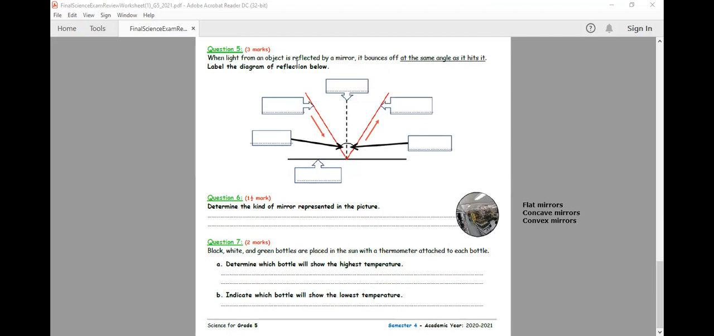Okay, this one, the one shown in the figure, is it flat, concave, or convex? Concave. So, do objects in this picture... No, it's a convex. Do objects in this mirror look bigger than their original size or smaller?